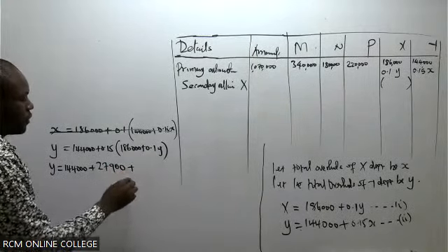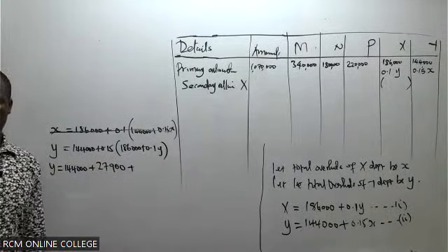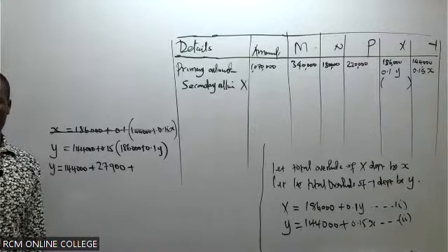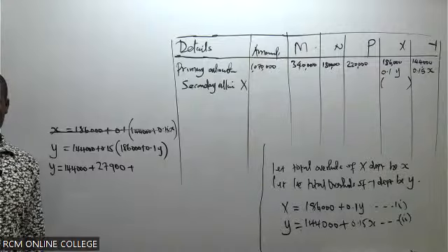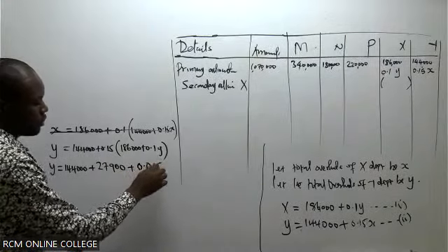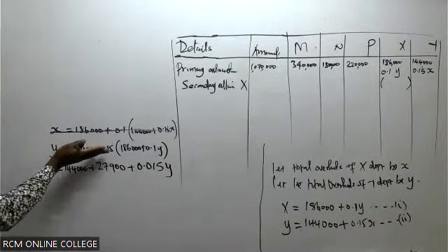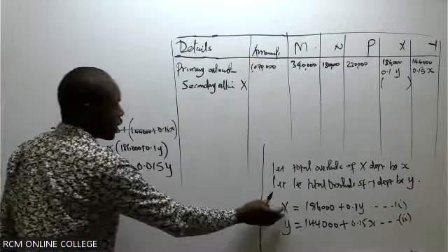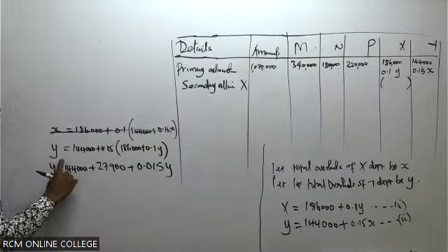We are going to have a positive 0.15 by 0.1. What do we have for 0.15 by 0.1? It is 0.015Y. So we have Y here. Remember, we've now eliminated X. We had two unknowns, X and Y. We've eliminated X. We are only remaining with one unknown, which is Y.